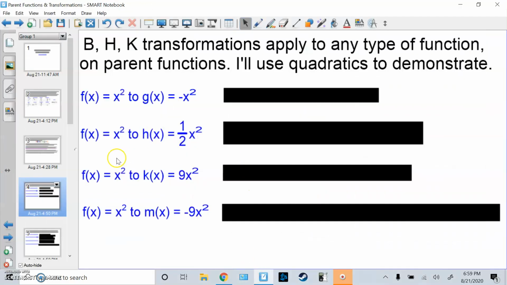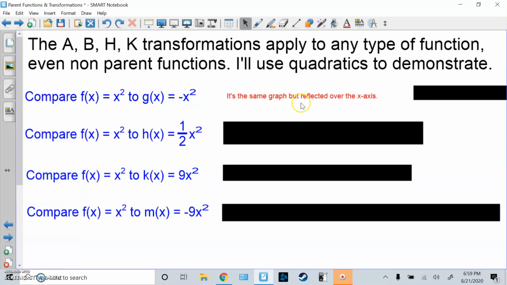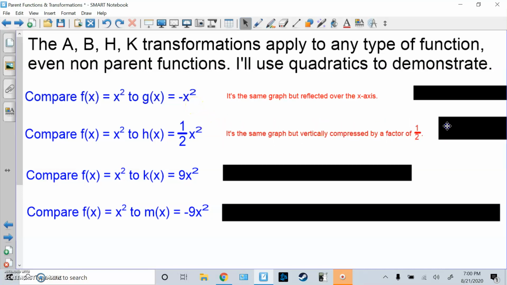Alright, the next one. X squared compared to 1 half x squared. So now a is positive, so we're not, let me move this. There you go. So same graph, but reflected over the x-axis. So same equation, but now we have 1 half in front. It's not negative, so we're not going to reflect it like before. But since a is smaller than 1, small means vertical compression. Alright, so it's going to be the same graph, but vertically compressed by a factor 1 half.